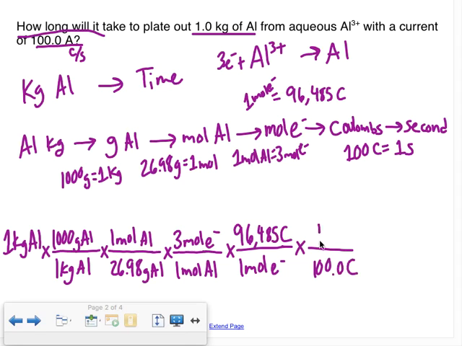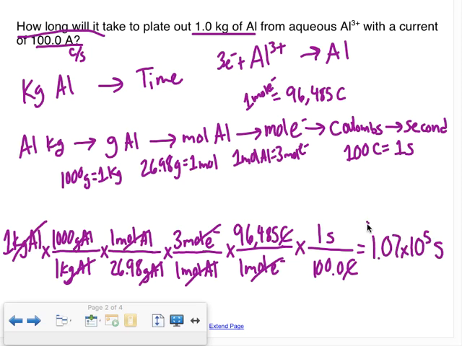All right. You can always double check that all your units cancel. So kilograms of aluminum cancels, grams of aluminum cancels, moles of aluminum cancels, moles of electrons cancels, coulombs cancels, and we're left with seconds. And if you carefully multiply and divide all those numbers, we get 1.07 times 10 to the 5th seconds. And that's how long it takes.